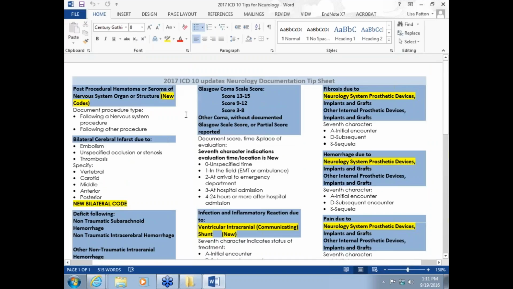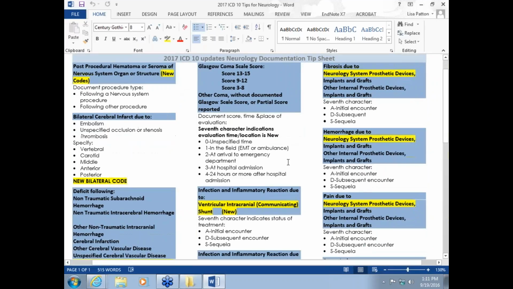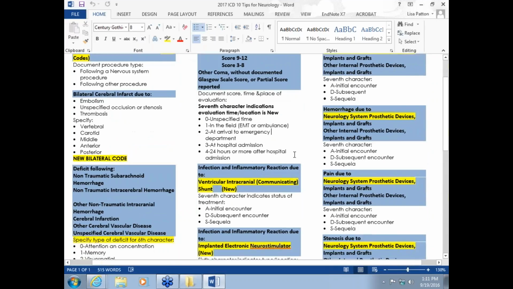Your Glasgow Coma Scale scores are still the same, but they now have 7th character indications for evaluation time location. This is all new. So you have unspecified time, in the field, which is an EMT or an ambulance, at the arrival to emergency department, at hospital admission, or 4 to 24 hours or more after hospital admission. In your infection and inflammatory reaction due to ventricular intracranial communicating shunt, that is a new code and requires a 7th digit.